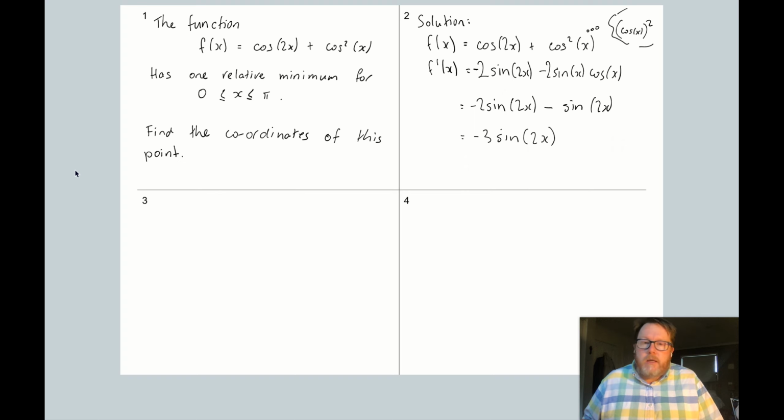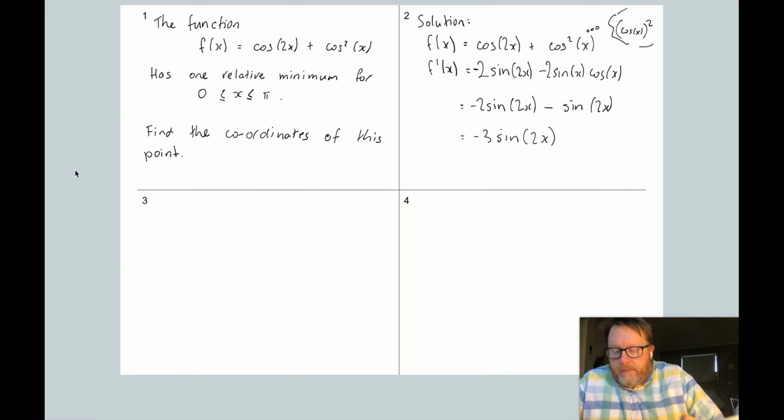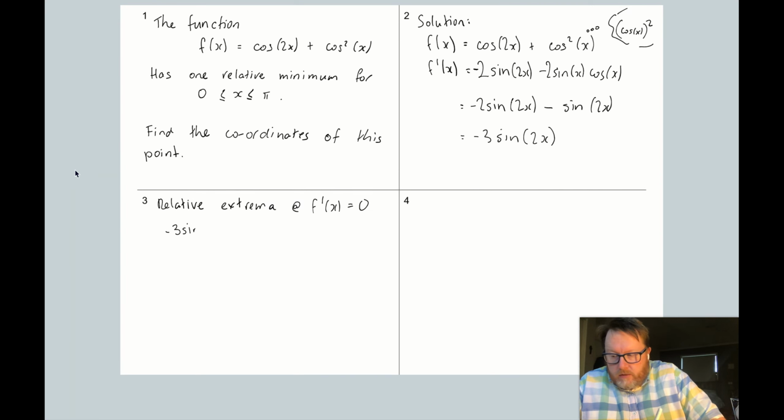So in our case, we just need to be mindful of the fact that the name of the game is to find out the relative extrema. And that's found by setting the derivative equal to 0 in this case, for a particular domain. So let me start by saying that. So relative extrema is at f dash of x equal to 0. So what does that mean? It means that -3 sine 2x must be equal to 0.